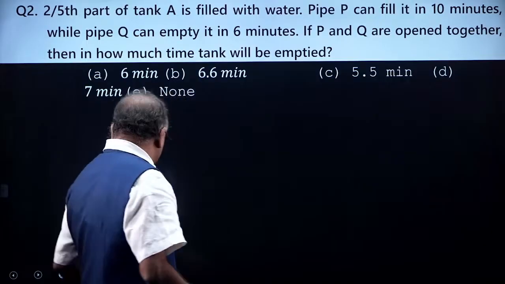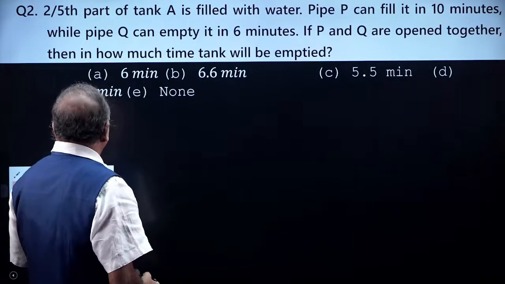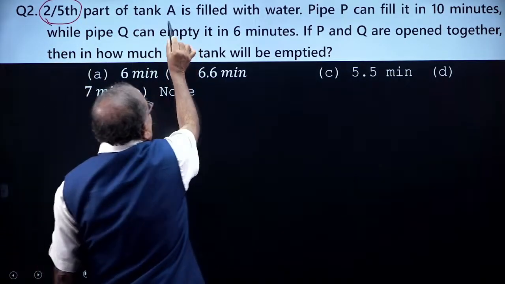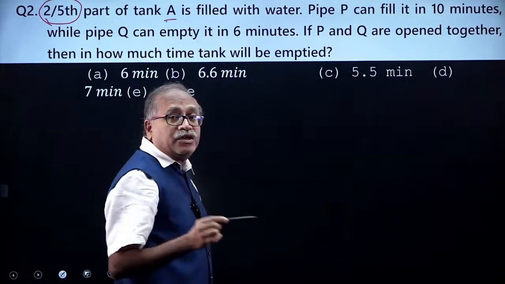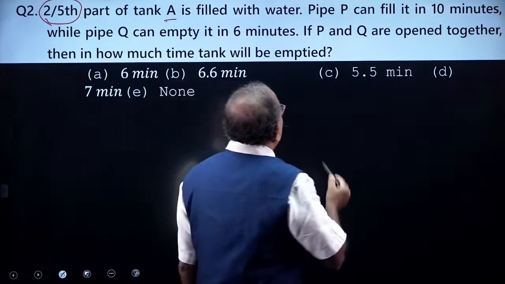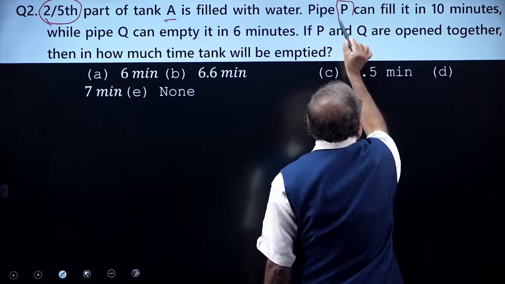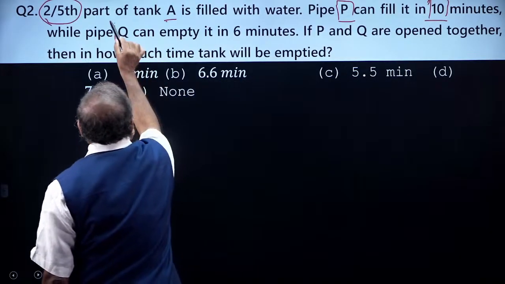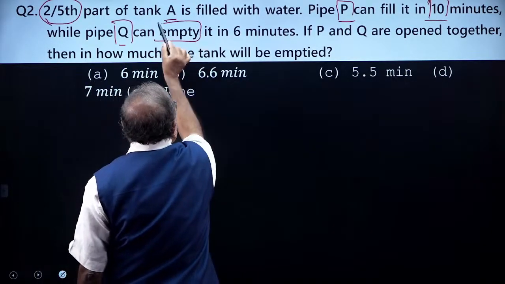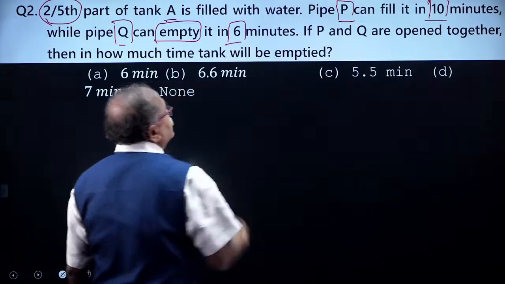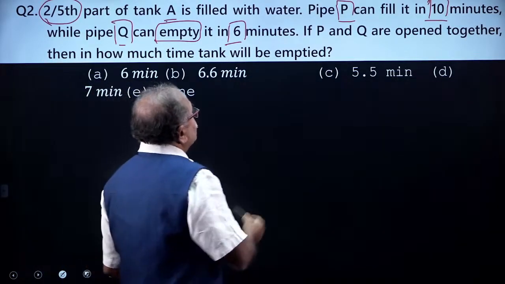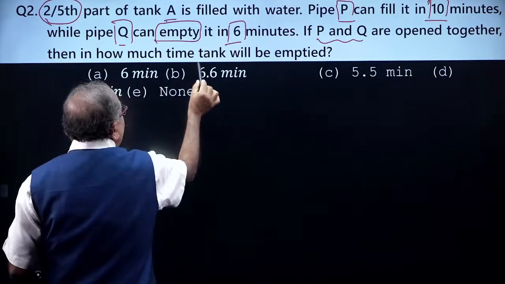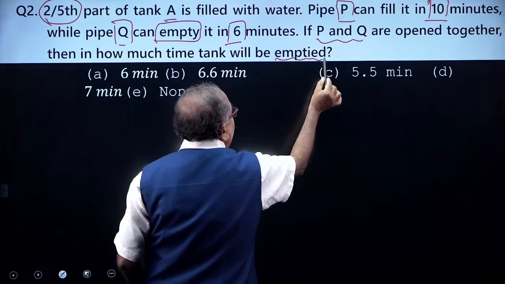I will move on to the next question. Allow me to read it. 2/5 part of tank A was filled with water. Now pipe P can fill it in 10 minutes, whereas pipe Q can empty it in 6 minutes. If pipes P and Q are open together, then in how much time will the tank be emptied?